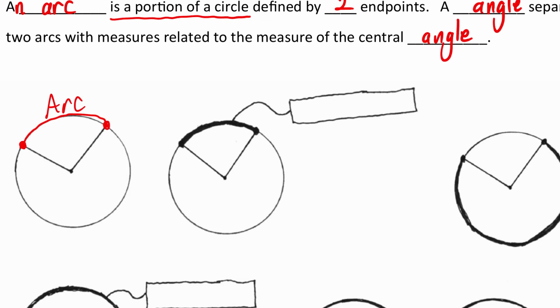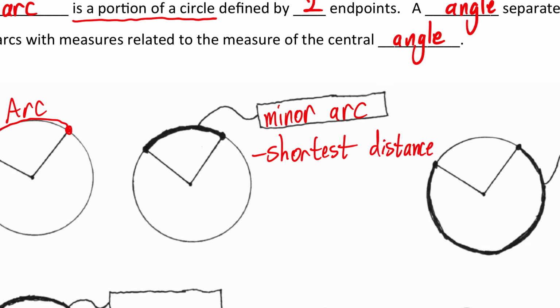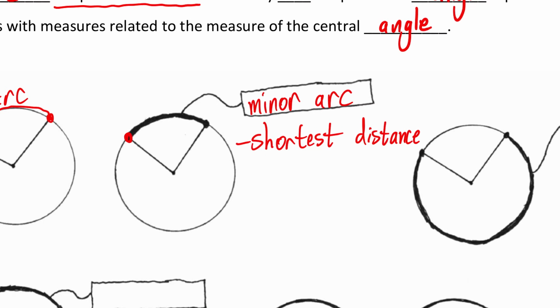All right, so there are different types of arcs. This one is what we call a minor arc. Two things about this. Number 1, the minor arc is the shortest distance between the 2 points. From this point to this point, the minor arc goes the shortest distance between them. And so a minor arc is always going to be less than 180 degrees.